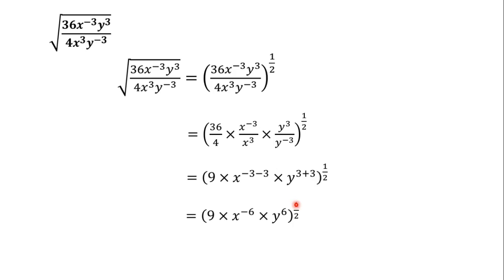We learned from the properties of indices that if you have something like this, we can distribute half to each of the terms here. So in doing that, we are going to have 9 exponent 1 over 2 times x exponent minus 6 times 1 over 2. Because we have minus 6 here, when you give the half to this, it's going to multiply the minus 6. So x exponent minus 6 times 1 over 2 times y exponent 6 times 1 over 2.